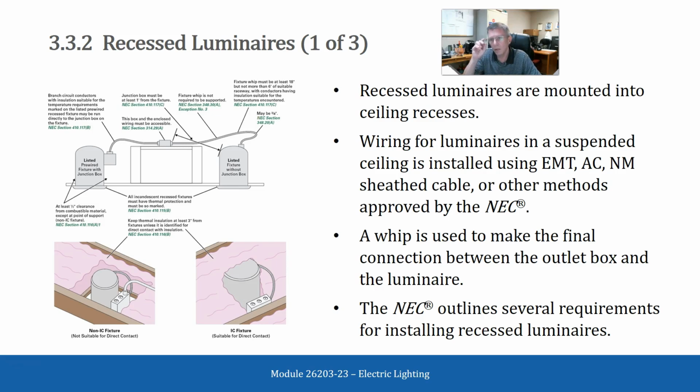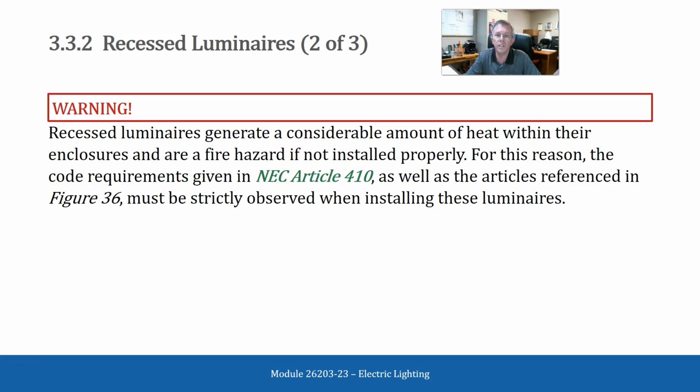Recessed luminaires. Recessed luminaires are mounted into ceiling recesses. Wiring for luminaires in a suspended ceiling is installed using EMT, AC, NMC cable, or other methods approved by the NEC. A whip is used to make the final connection between the outlet box and the luminaire. The NEC outlines several requirements for installing recessed luminaires. Warning: recessed luminaires generate a considerable amount of heat within their enclosure and are a fire hazard if not installed properly. For this reason, the code requirements given in NEC Article 410, as well as the articles referenced in Figure 36, must be strictly observed when installing these luminaires.